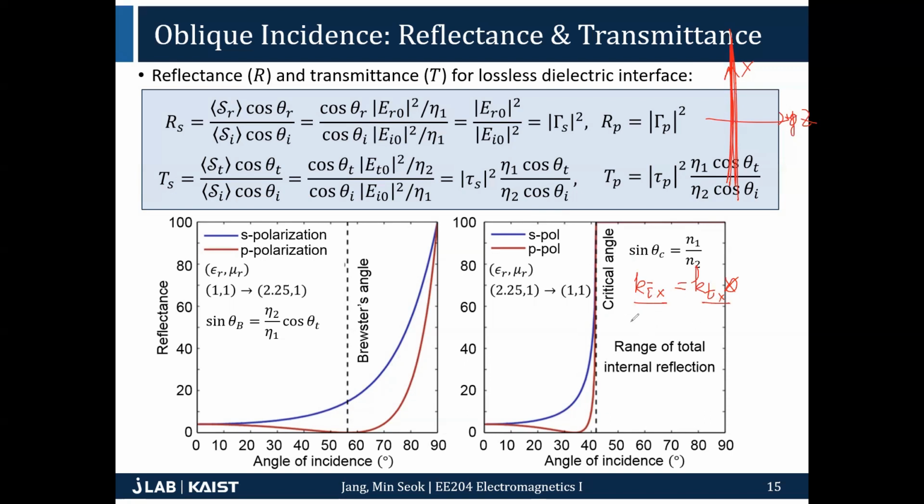And from this relation, we got n1 sine theta 1 is equal to n2 sine theta 2. These two are equivalent.